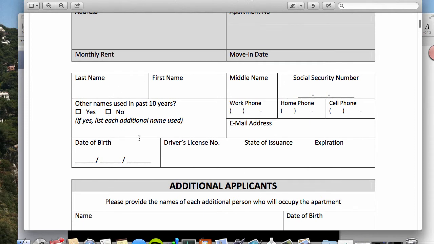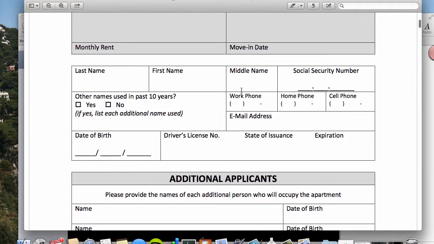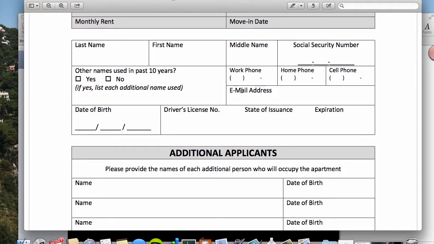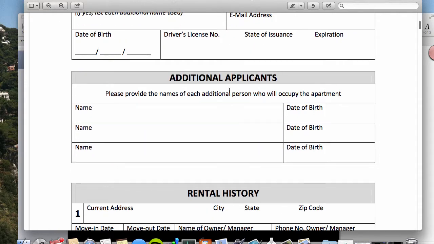Okay, you can see here we start off with just the basic information, right? Name, social security number, phone number, driver's license number, those sorts of things. It's pretty basic. You're going to find that across any type of application that you're going to be using.